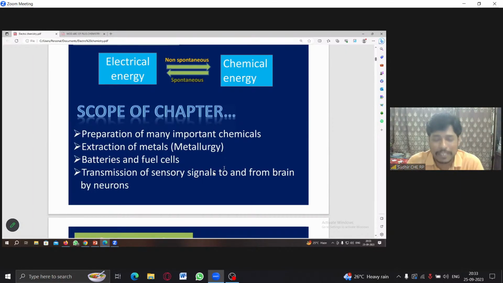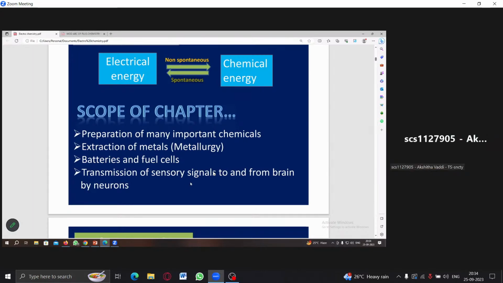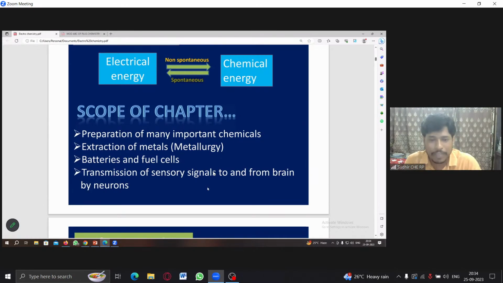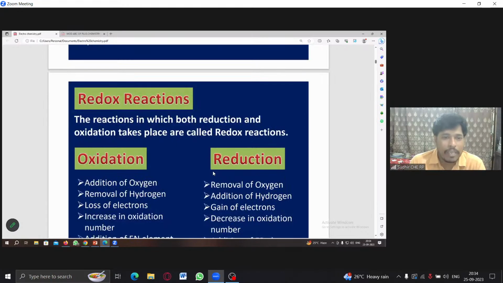So here my question is, what is meant by a redox reaction? First you confirm that: what she said, is it correct or incorrect? What is a redox reaction? Correct, sir, in which oxidation and reduction take place. Yes, very good. Generally we can see different chemical reactions, and in all of them we may not observe the oxidation process and the reduction process simultaneously. But those chemical reactions in which both reduction and oxidation take place at a time, or simultaneously, are generally called redox reactions.